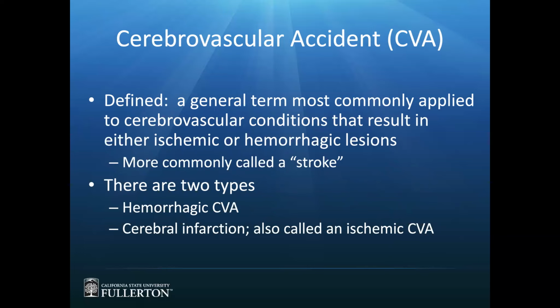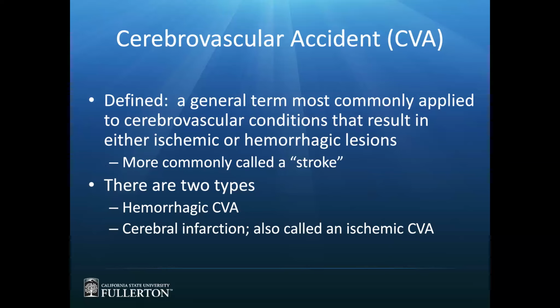And that is a general term most commonly applied to cerebral vascular conditions that result either in ischemic lesions or hemorrhagic lesions. Now, you already know about what ischemia means, and hemorrhage, you probably know what that means too. That means where a blood vessel breaks and leaks blood into the surrounding tissue. So there are two kinds of CVAs, in other words, and we'll get to those. There are hemorrhagic CVAs and ischemic CVAs. Also, those are referred to as cerebral infarctions.